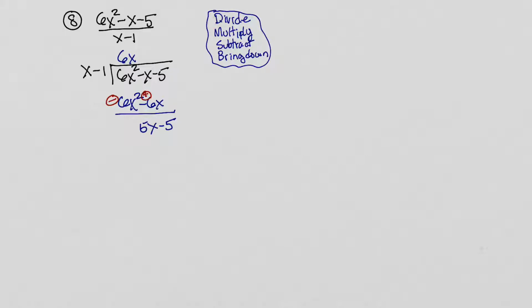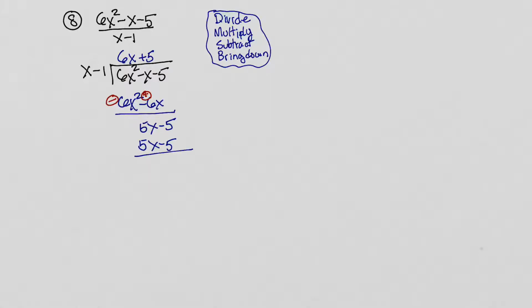So we'll divide. So x into x, right? Just the first term into first term. And think of the divide as a removal process. 5x, remove an x, I'm left with 5. So I get a plus 5 here. And then when you multiply, okay, multiply 5 times x minus 1. So we get 5x minus 5.